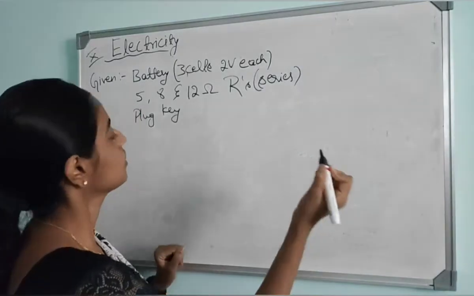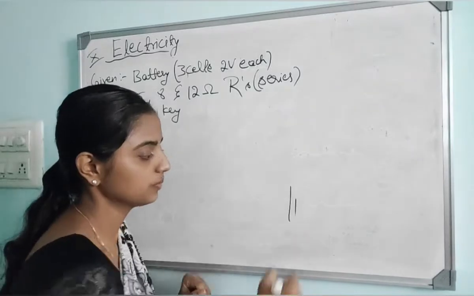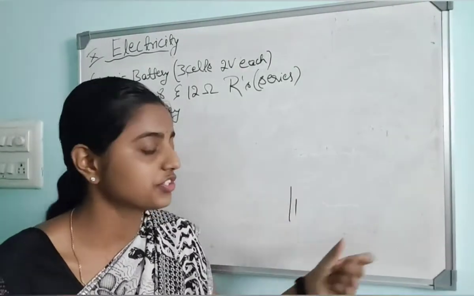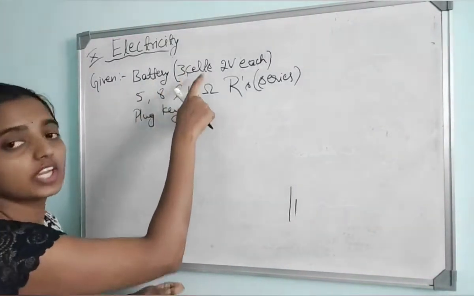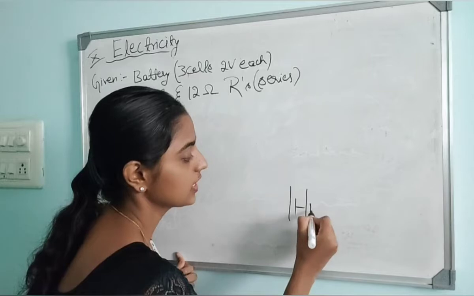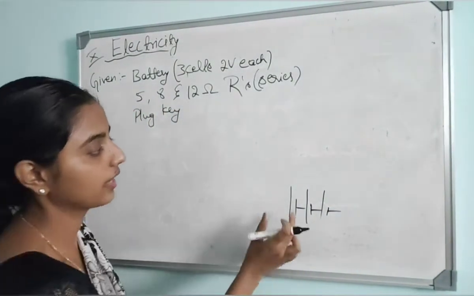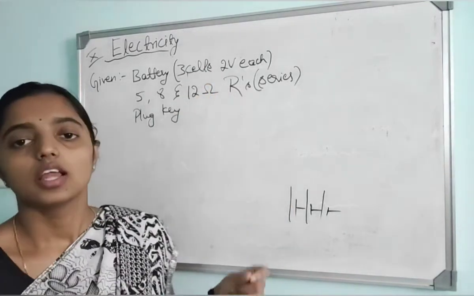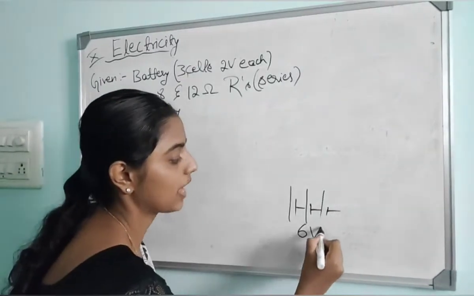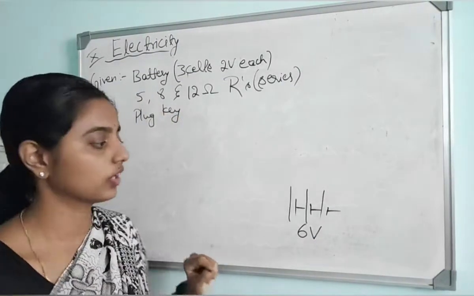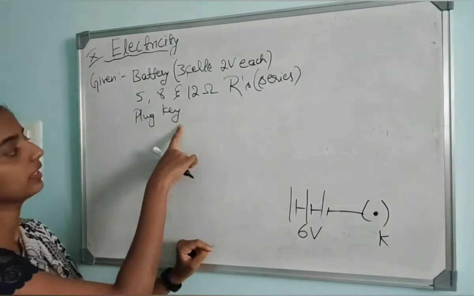So let me write here. The basic thing, now listen, this is a cell. Combination of these cells is called a battery. Here they have mentioned a battery of 3 cells, so let us draw 3 cells. I draw 3 cells and they are mentioning that each cell is 2 volt. That means 2 plus 2 plus 2, how much? This battery is of 6 volt. Okay, now we'll start connecting. They are mentioning a plug key, so we completed this one also.